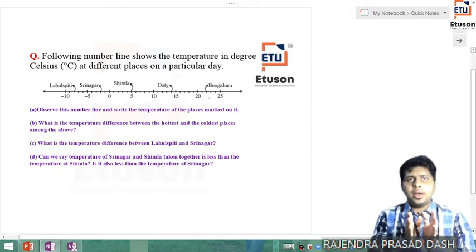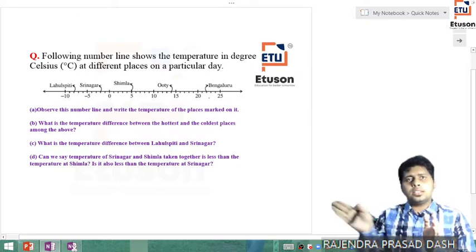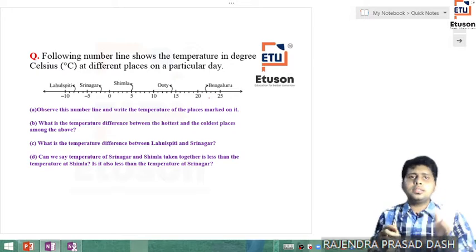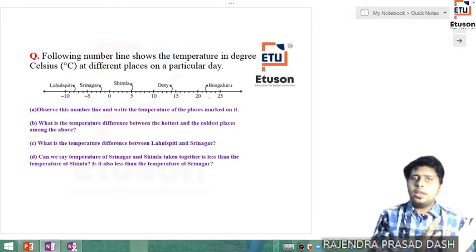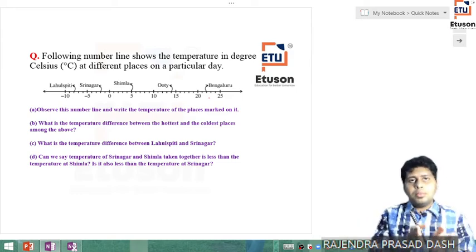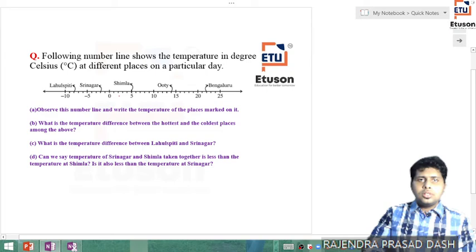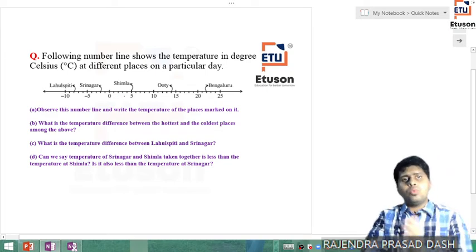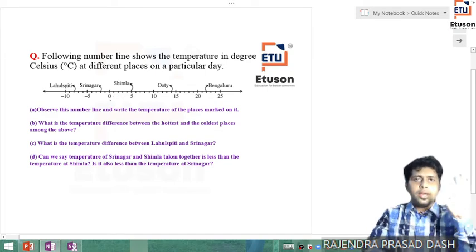Each segment represents 1 degree Celsius increase to the right and 1 degree Celsius decrease to the left. As we have already told in the last class, towards the right the value of the number increases, towards the left the value decreases in a number line. So here each segment represents 1 degree. Towards the right a 1 degree rise, and towards the left a 1 degree fall.